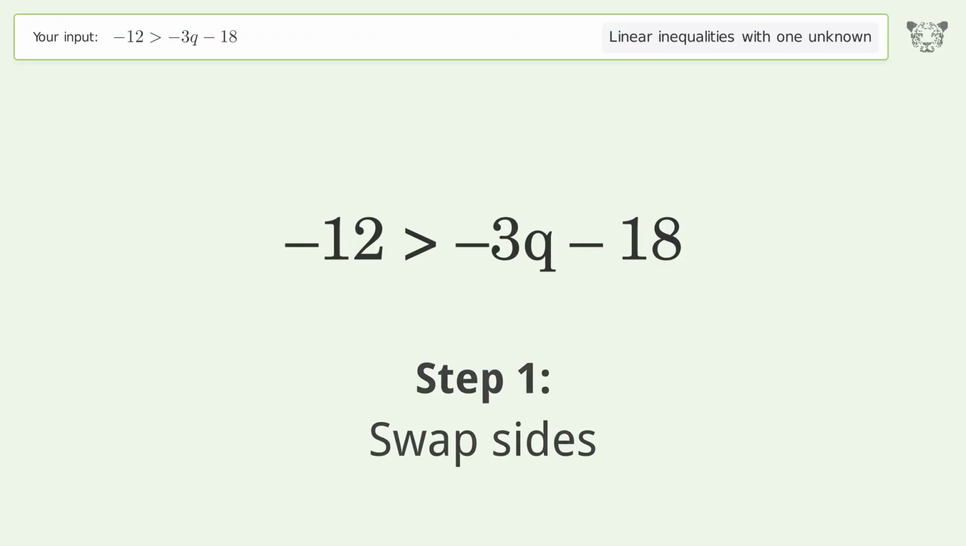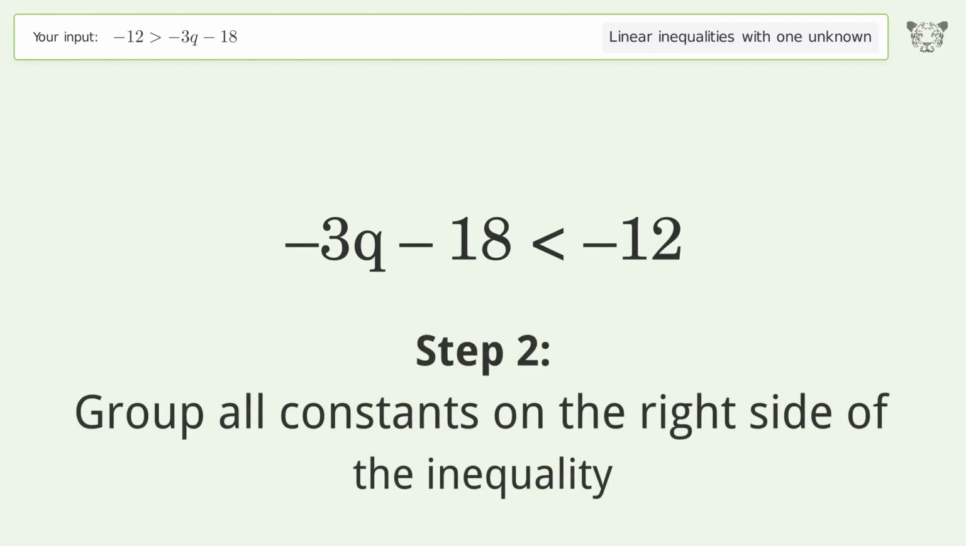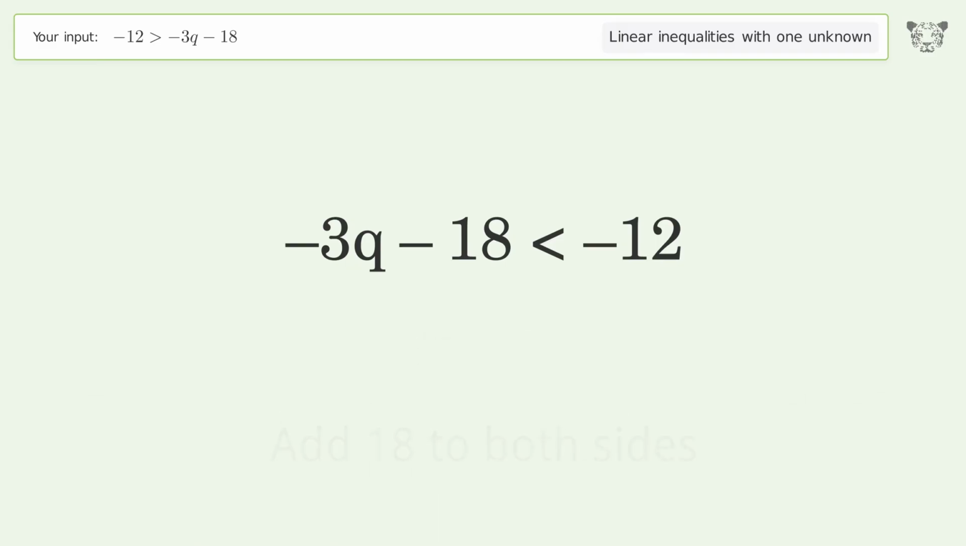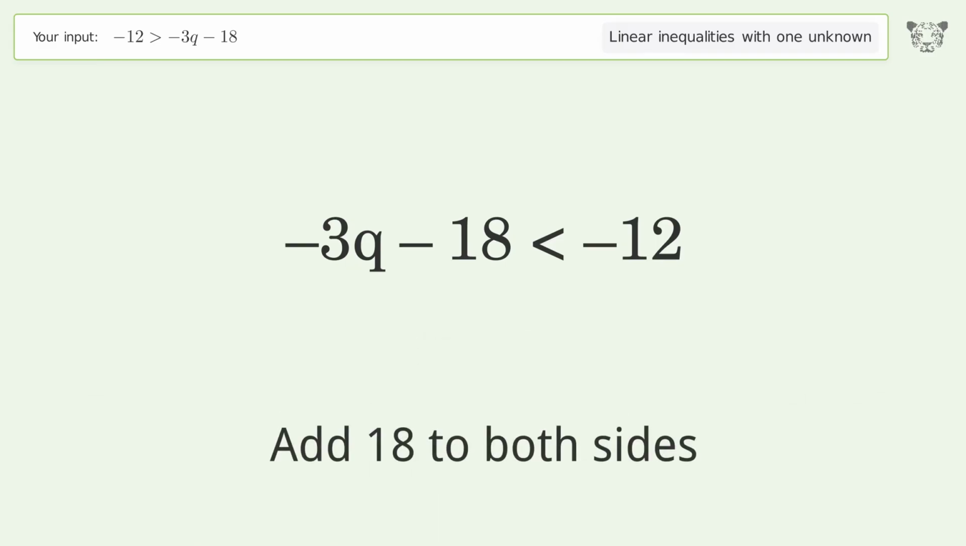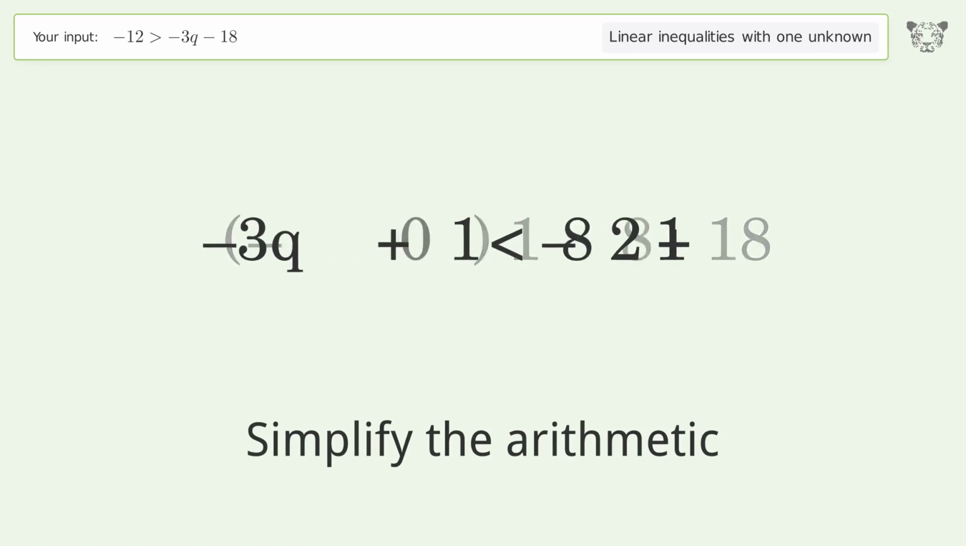Swap sides. Group all constants on the right side of the inequality. Add 18 to both sides. Simplify the arithmetic.